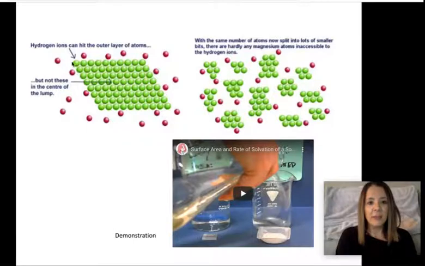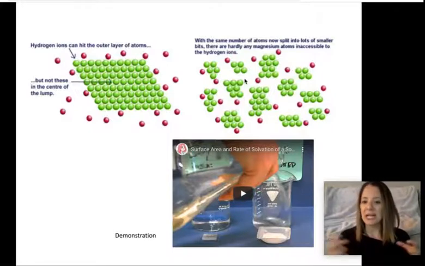Here, think about if you were to look at this, this is a clump of solute being surrounded by water particles, let's say, or hydrogen atoms, and it's trying to get to the interior, but it cannot. But when we have smaller solute particles broken up, we have greater contact and more accessibility. Let's take a look at this demo.